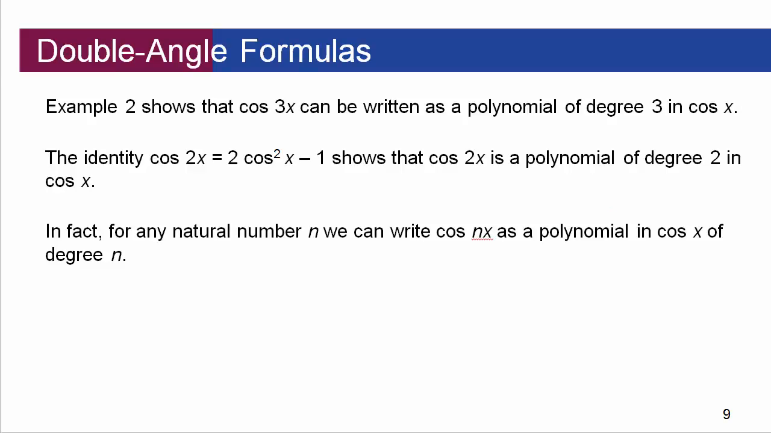Okay, so from that previous example, we can see that cosine of 3x ends up coming out to be a polynomial of degree 3 when it's in terms of just cosine.